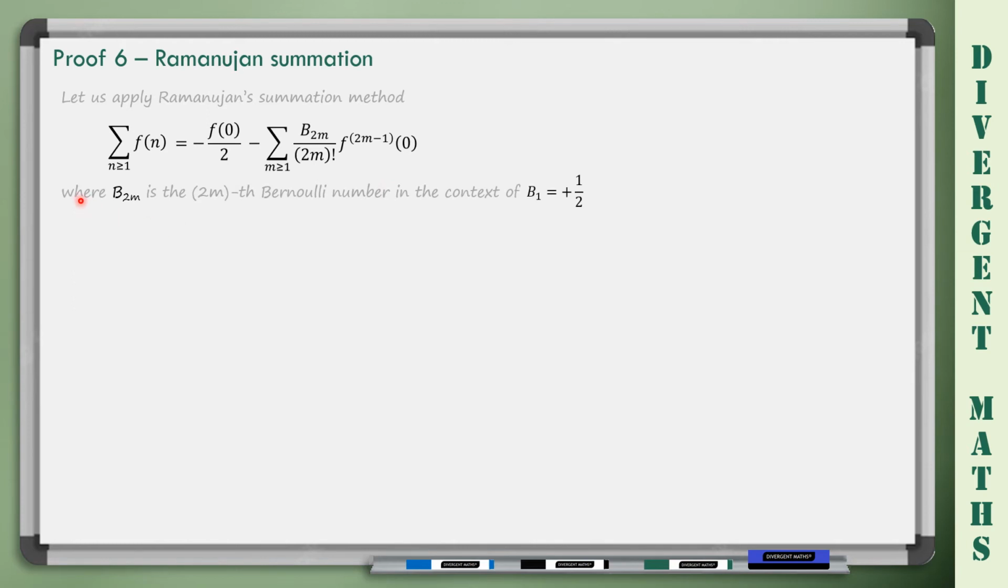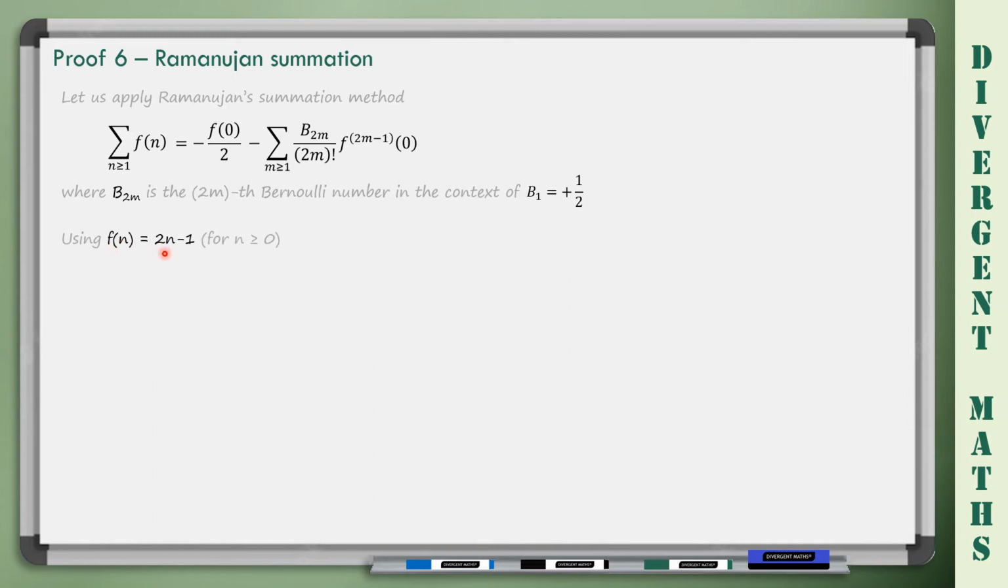So again, where b sub 2m is the 2m-th Bernoulli number, actually the 2m plus 1 Bernoulli number, because we start numbering the Bernoulli numbers at b0 equal 1. So it's actually the 2m plus 1 Bernoulli number in a context of b1 equal plus 1/2. So when you work with the Bernoulli numbers, always specify the context. You have two contexts possible, b1 equal plus 1/2 and b1 equal -1/2. So always specify which context you're working in. In that case, b1 equal plus 1/2.